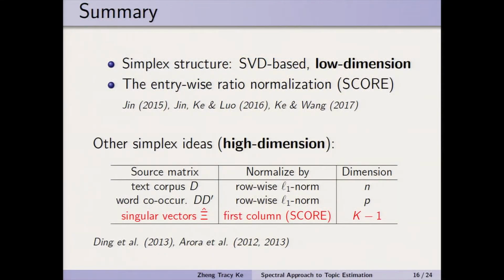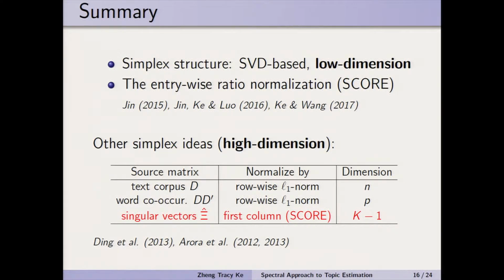Now, let me make a summary. Behind our method, there are key innovations. The first is the discovery of the simplex structure. If you are familiar with the topic estimation literature, you will know that a simplex is not something new. Then what's the difference between our simplex and the simplex structures in other works? The difference is that our simplex is associated with the SVD and is in very low dimension.